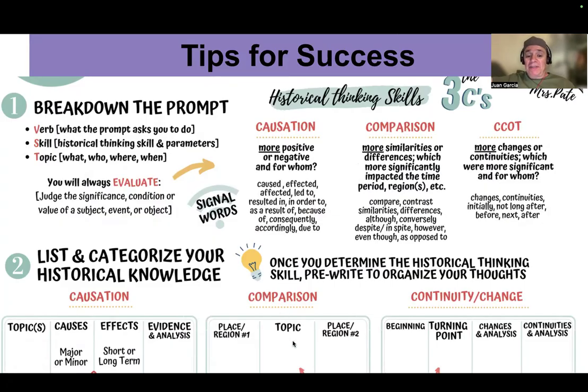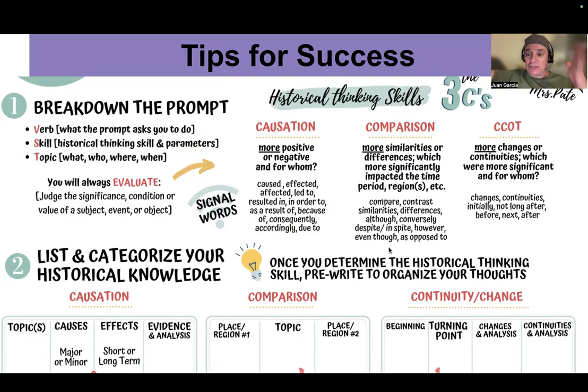Okay, comparison, again, you're looking at a topic, you're looking at similarities, differences, and then again, which ones are greater, the similarities or the differences. You need to make an argument. Continuity and change, why things change over time. So what was the turning point, or what change was more important than other changes? Again, that will show the historical thinking skills and your ability to answer the question.